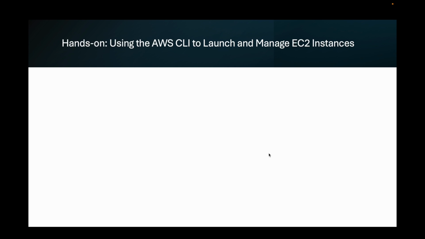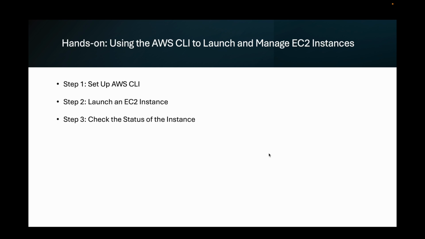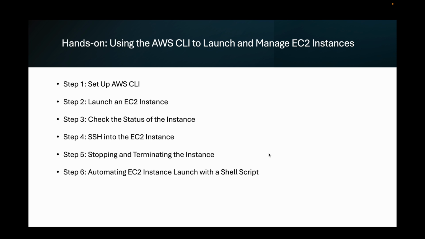Using the AWS CLI to launch and manage EC2 instances. In this particular case, we're going to follow these steps where we'll initially set up AWS CLI. If you didn't do it in the previous section, you can do it here. Then launch an EC2 instance. Then we're going to check the status of the instance from the CLI. Then we'll SSH into the EC2 instance. We'll look at stopping and terminating the instance. And finally, we'll look at automating EC2 instance launch with a shell script. So let's get started and dive into the hands-on exercise.